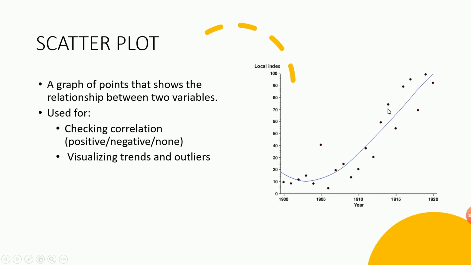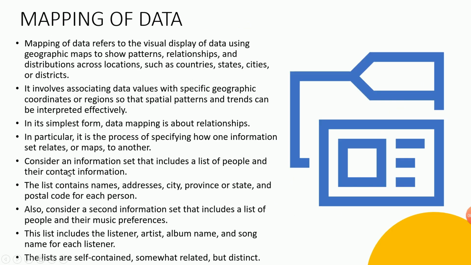So if each point could be considered a country, I can somewhat analyze the relationship between all the points through the years. So in its simplest form, data mapping is about relationships. I am trying to find the relationship between two or more different variables with each other, how they are influencing one another. So they have given some example here.